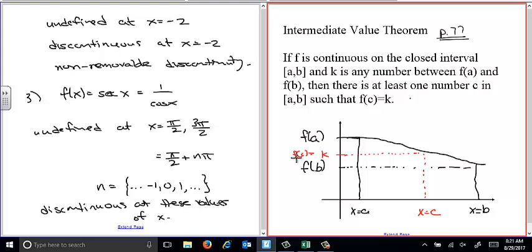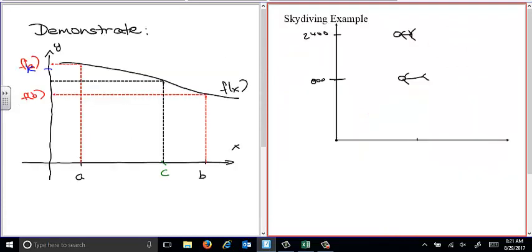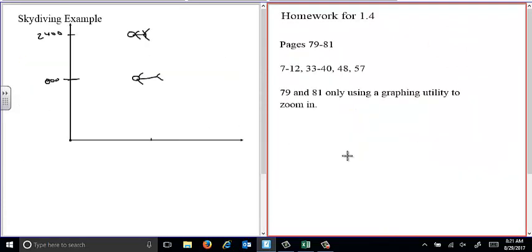Where is this useful? We'll find out later. It's just that you have to introduce these things in math so that when you get later on, you have the background to do it. But that's basically the intermediate value theorem. And that's my little demonstration. Skydiving example. There's your homework.